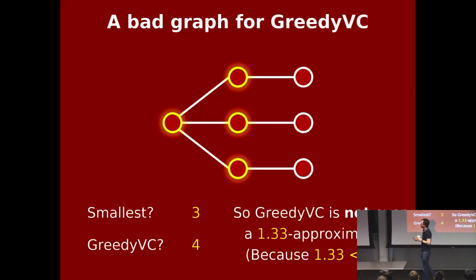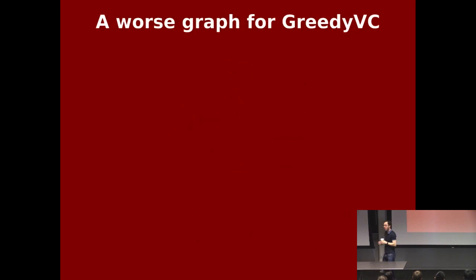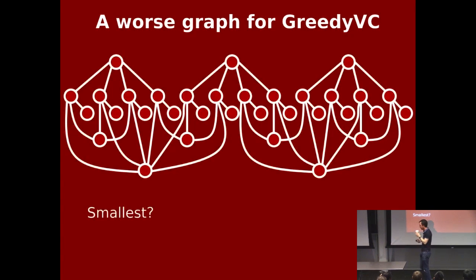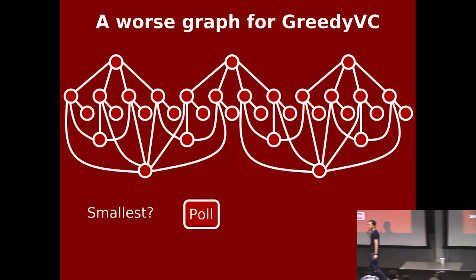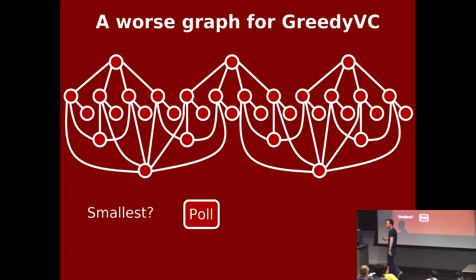Now you might say, well, that was one bad graph, but maybe that's the worst it gets. But that's not true. There's a worse graph for greedy. It looks like this. Let's have you think about it. What is the size of the smallest vertex cover in this graph? Actually, the first question is, how many vertices are in this graph?